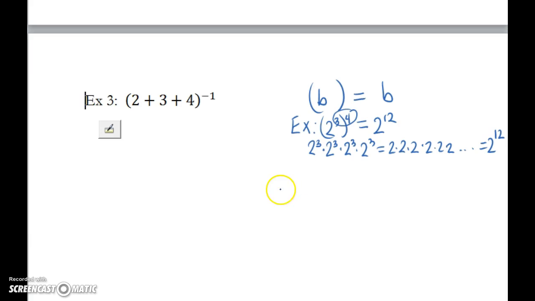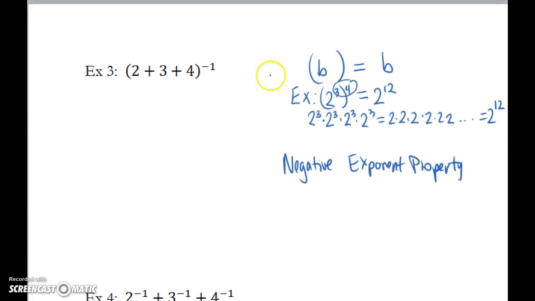In this particular example, we're going to use the negative exponent property. So the negative exponent property says the following. If you have a base raised to a negative exponent, it basically flips what you see. It becomes a fraction. It's 1 over b to the m. It takes your base and moves it to the other side of a fraction.